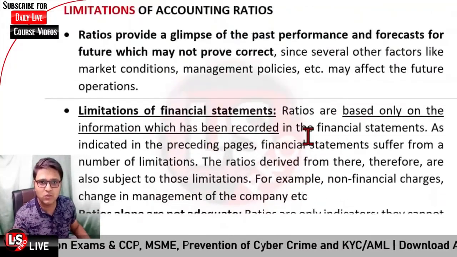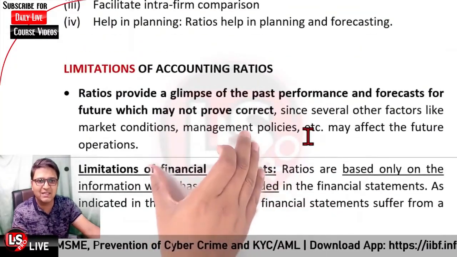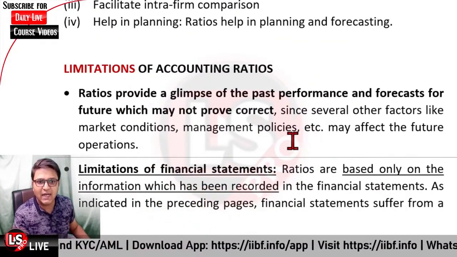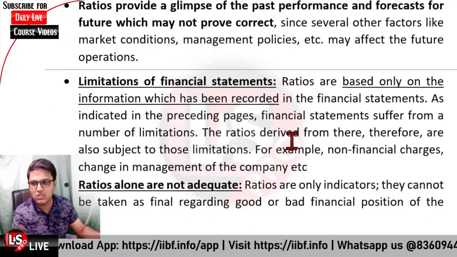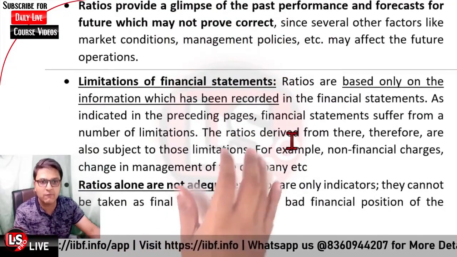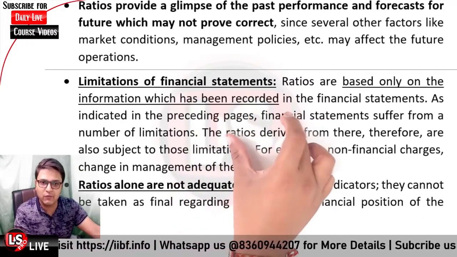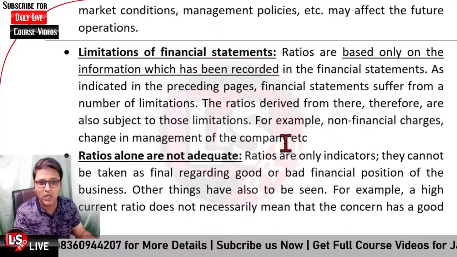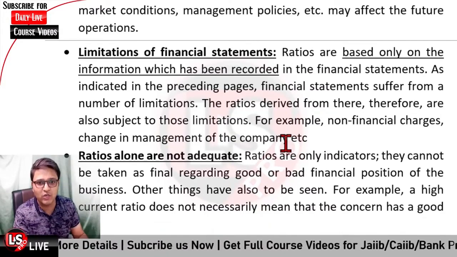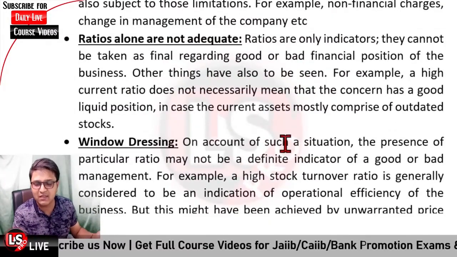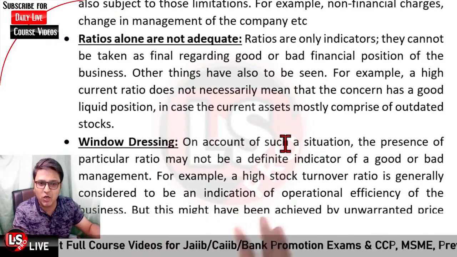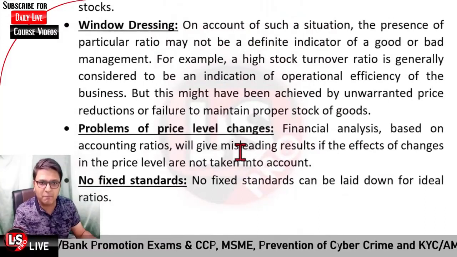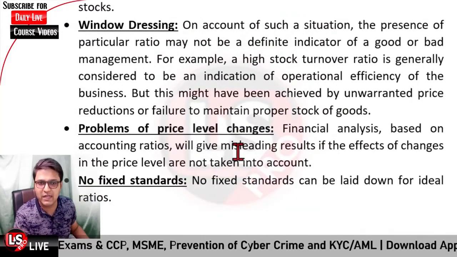Let me remind you what those were. First, the limitation that it is only a glimpse of past performance, not a forecast for the future, it is not a reality. Further, there is the limitation of financial statements, because you are going to have the ratios from the financial statements themselves. So if financial statements are manipulated, there will be issues with the financial ratios also. Also, ratios alone are not adequate. You must look into different factors when you consider them. Further, it is regarding the window dressing that I already told you, that the balance sheet or the profit and loss account can be manipulated and you must be aware of it. And further, the problems of price level change, and the no fixed standards of ideal ratios.